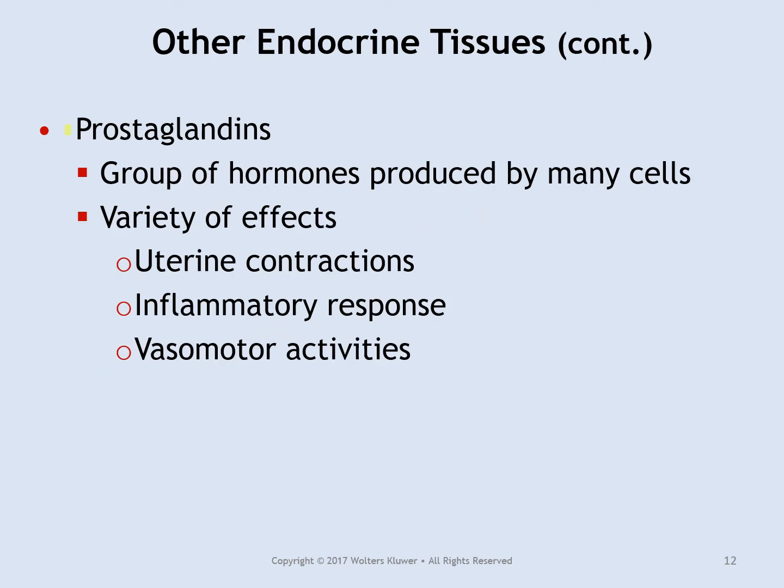There's a group of hormones called prostaglandins. They are made in a lot of different places. They're involved in things as varied as causing the contraction of the uterus in childbirth, and the inflammatory response. So when you see things like NSAIDs, non-steroidal anti-inflammatory drugs, examples being aspirin, ibuprofen, naproxen, they are interfering with prostaglandins' effect on the body and other vasomotor activities.